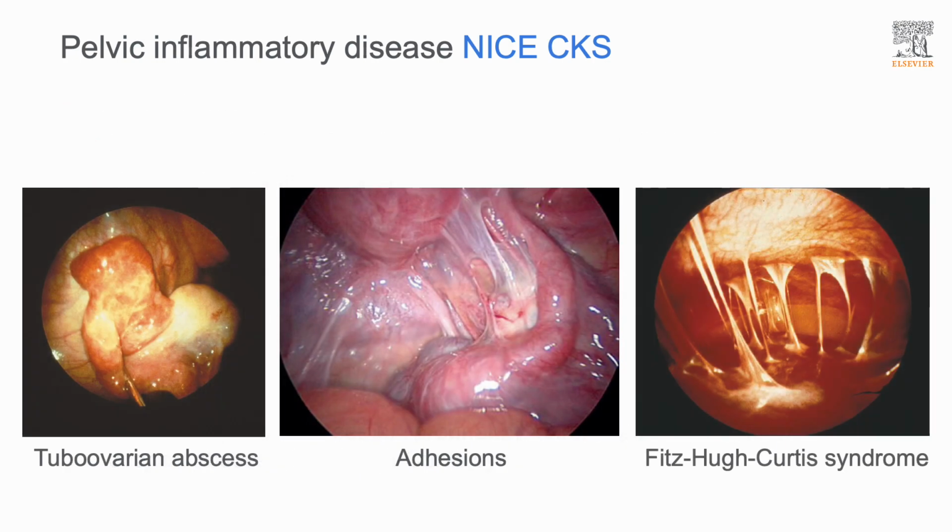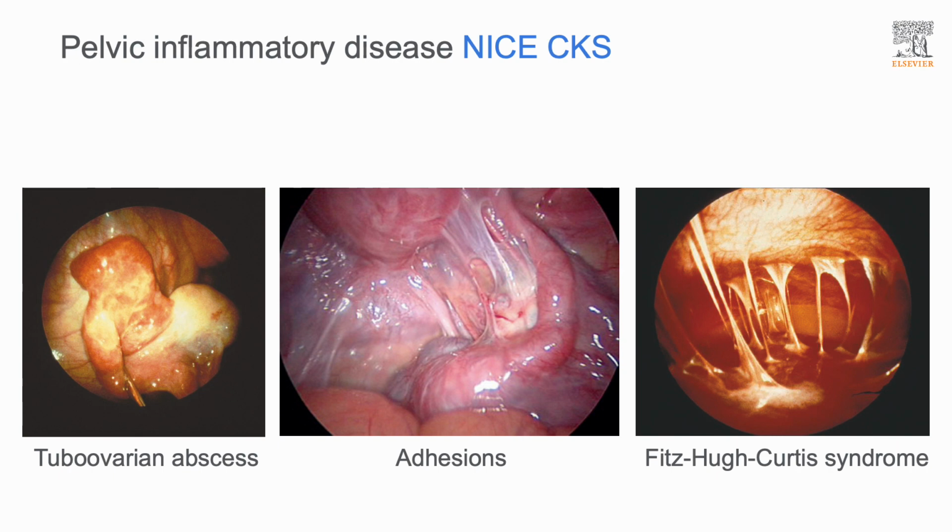Here we can see clinical images of some of the complications of pelvic inflammatory disease. On the left, you can see a tubo-ovarian abscess, which is an abscess that can develop in the fallopian tube or on the ovaries. In the centre, we see adhesions, which are abnormal, irregular bands of scar tissue that form between abdominal organs and the peritoneal lining, which can occur secondary to surgery, infection, trauma, or radiation, and have several associated complications, including bowel obstruction.